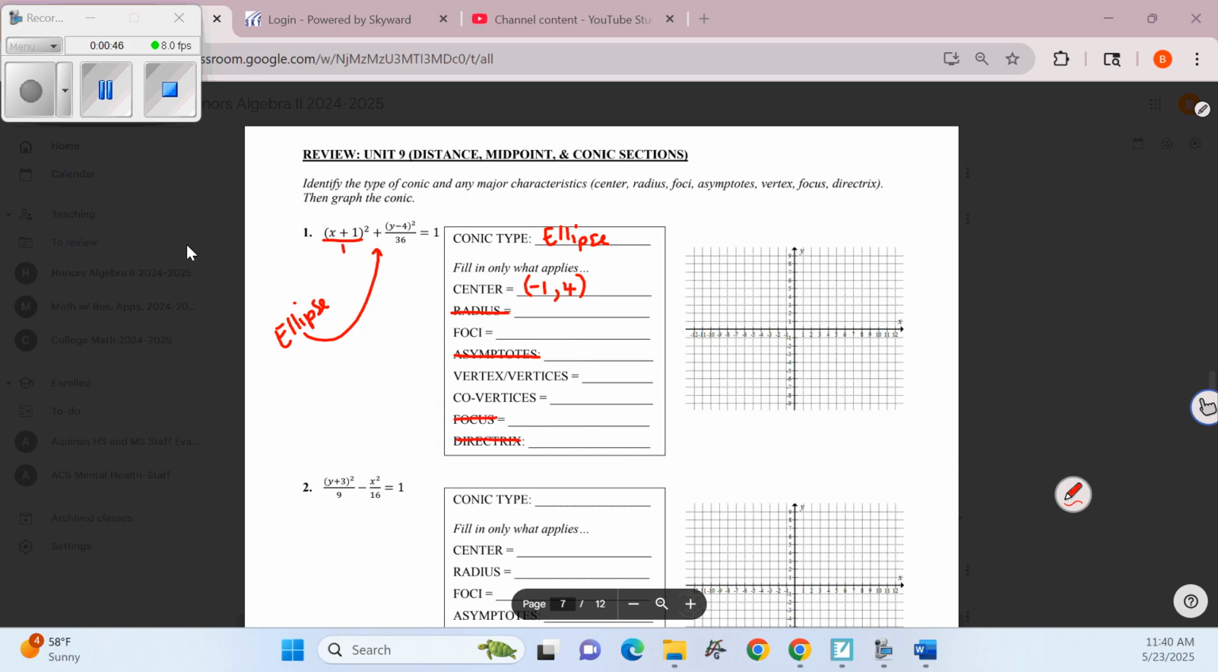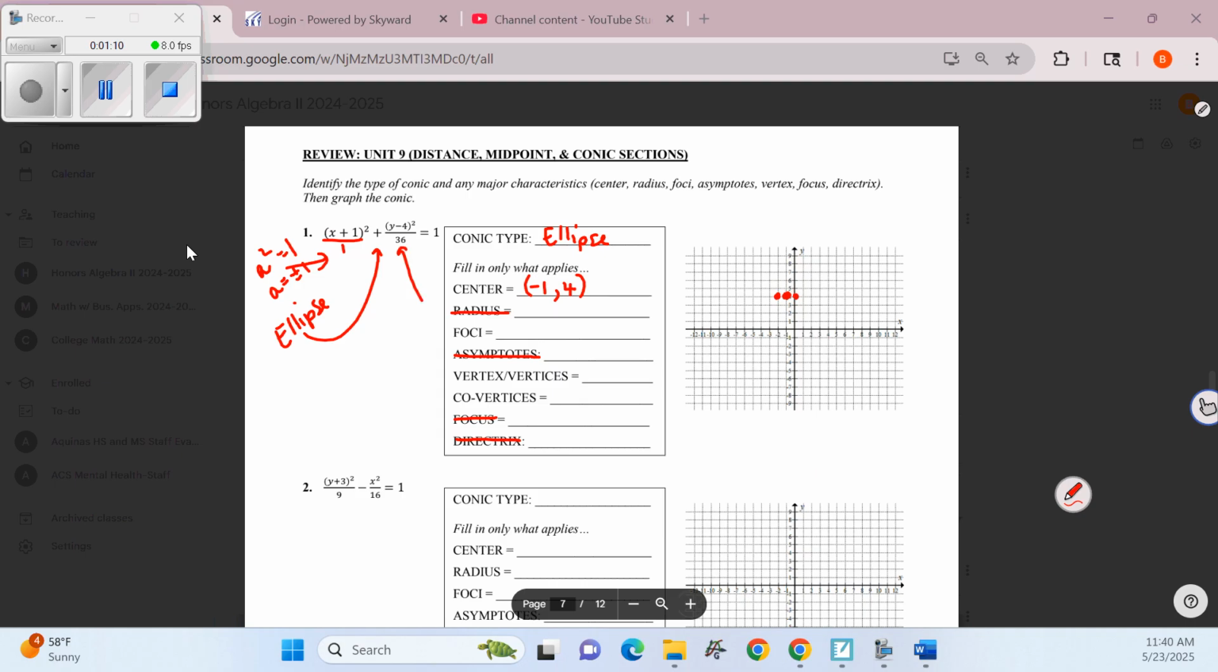So the first thing I might do to get the rest of these things is just simply to graph the center. So (-1, 4), plot that point. And then in the x direction, we're going to go out. If a squared is equal to 1, then a is equal to plus and minus 1 when we take the square root. So in the x direction, we're going to go out 1 and -1, right? 1 in each direction there.